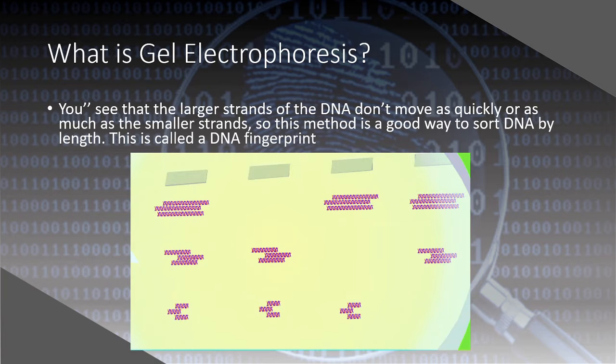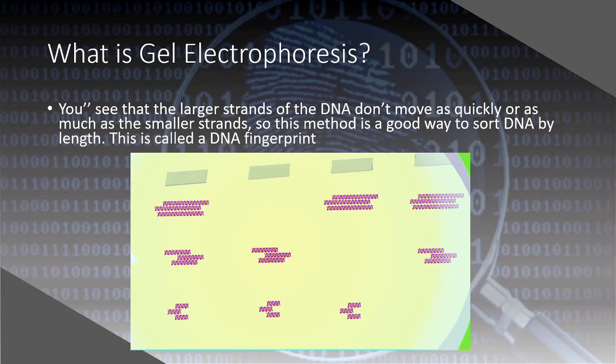You'll see that the larger strands of DNA don't move as quickly or as much as the smaller strands. So, why is that? Because they have more mass, and because of that, they can't move as quickly. It's a lot like saying an elephant can't move as quickly as a cheetah, because the cheetah is much smaller than an elephant.